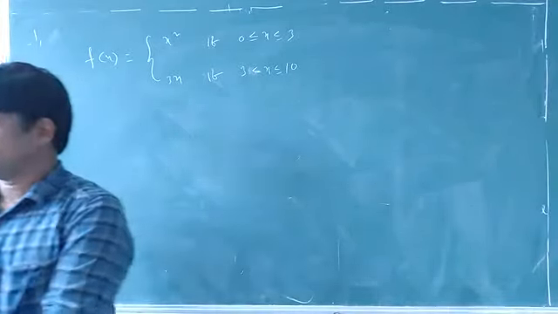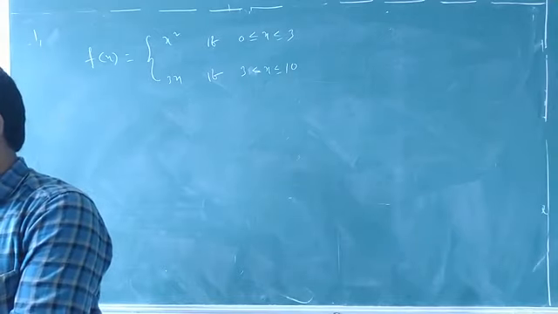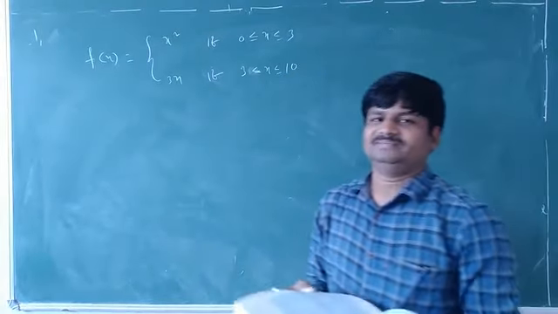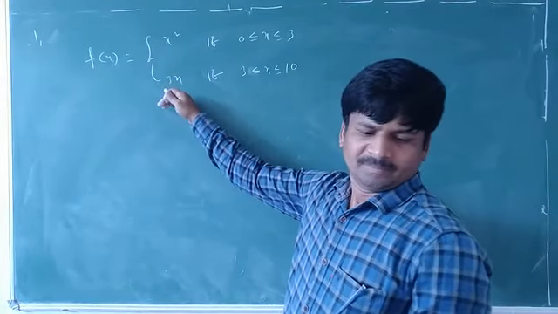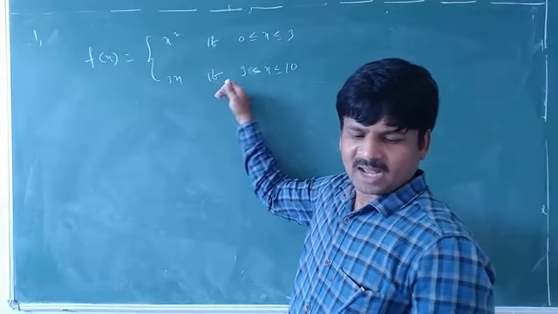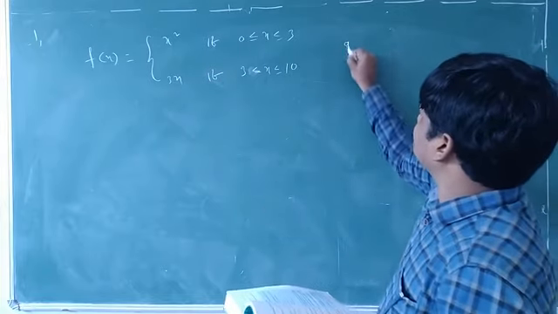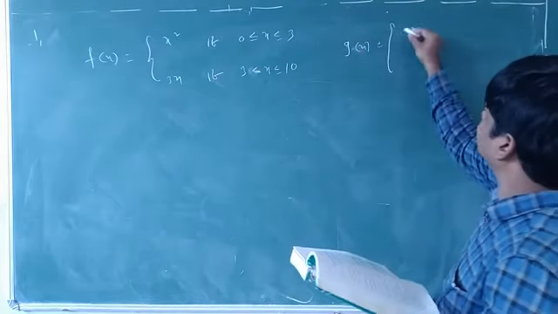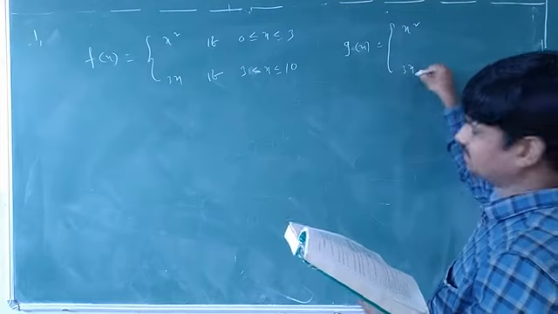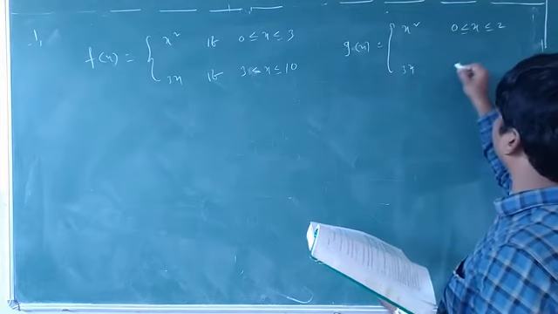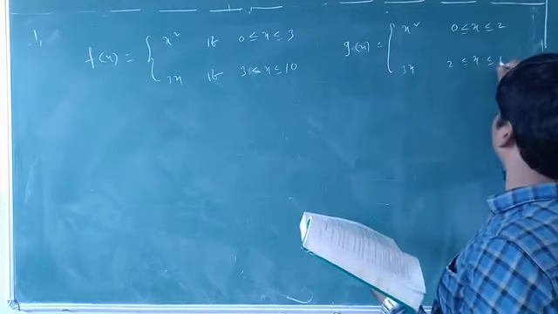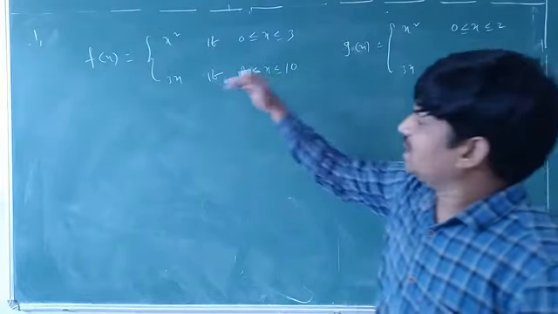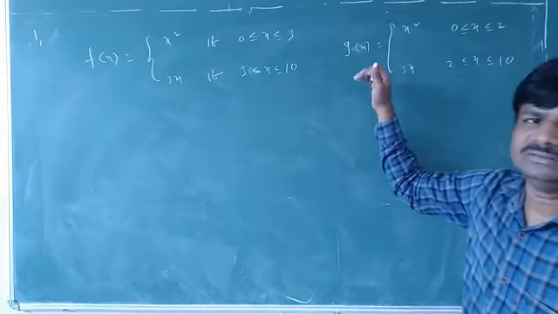What is asked here? This function, and the relation g is defined by. Actually, it is not a function that is given, it is a relation. The relation f is defined by, and one more relation is given. The relation g is defined by g of x is equal to x square, here 3x, for 0 less than or equal to x less than or equal to 2, and 2 less than or equal to x less than or equal to 10. It is one relation, it is another relation. Relation f, relation g.